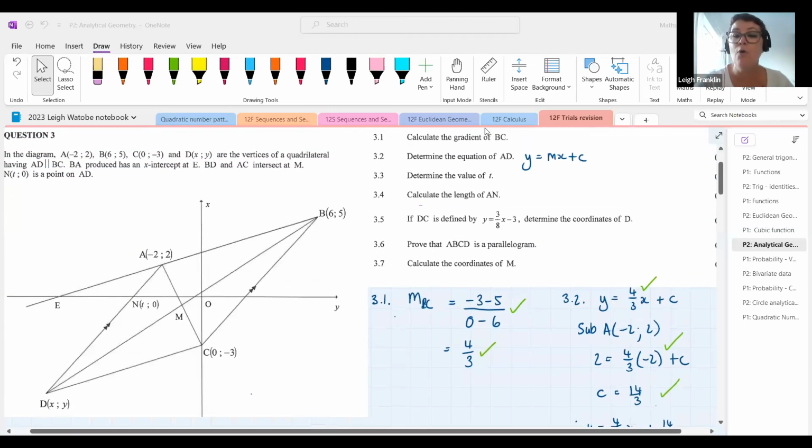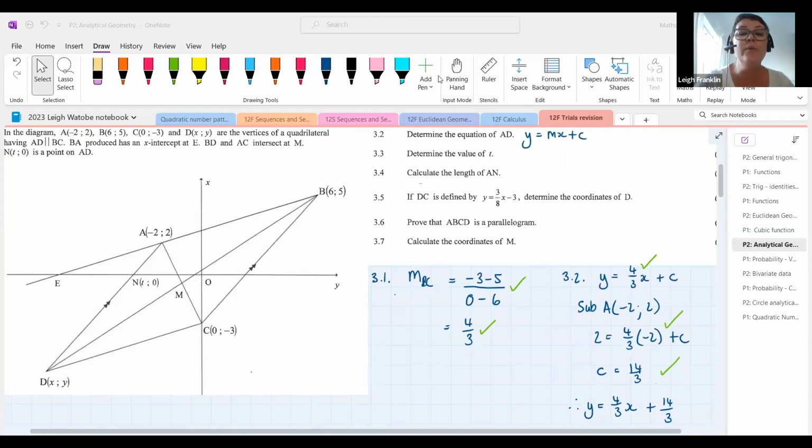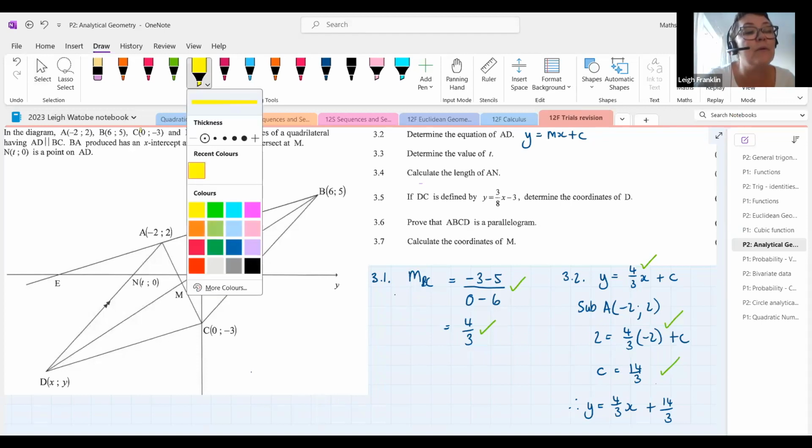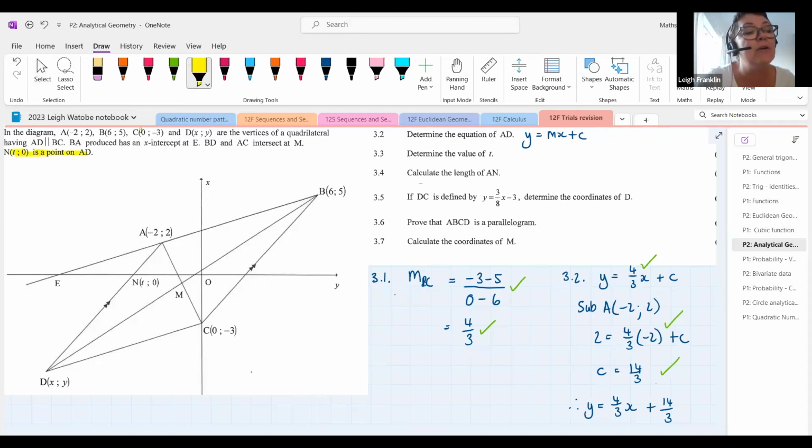Okay, good. So now we need to work out the coordinates of T. Let's have a look at the diagram. Remember, up at the top over here, they told us that N, the point N with coordinates T and 0, is a point on AD. So what are they telling us with this piece of information? What does it mean that N is the?